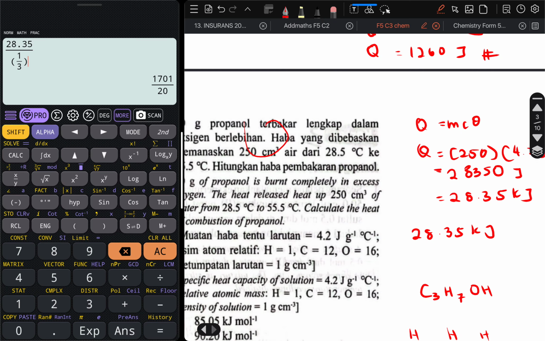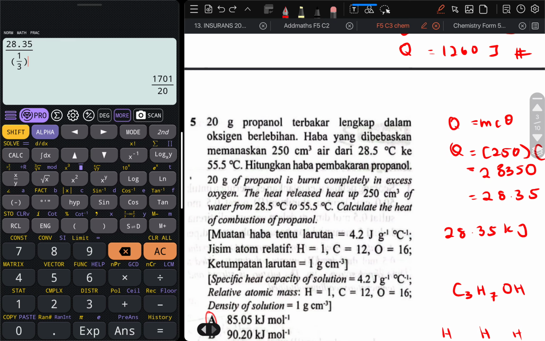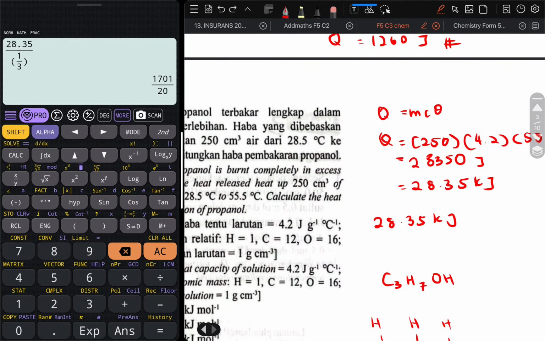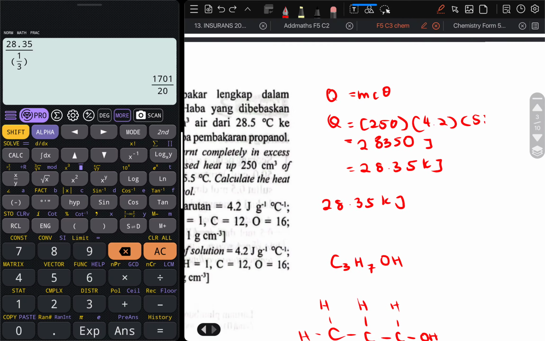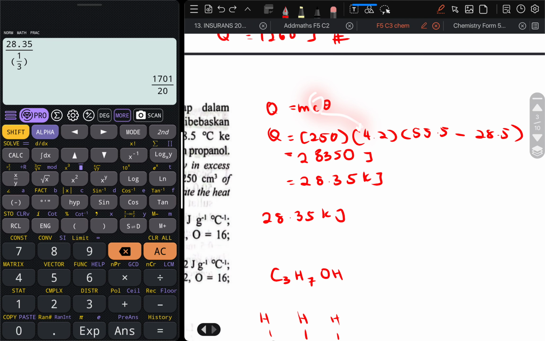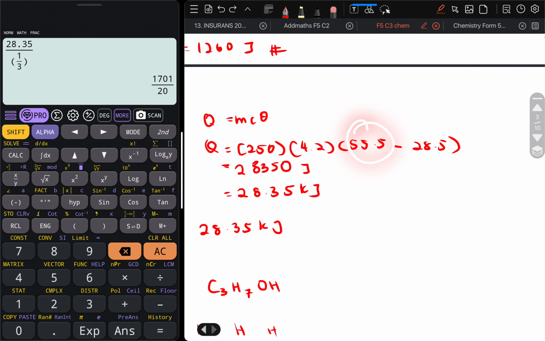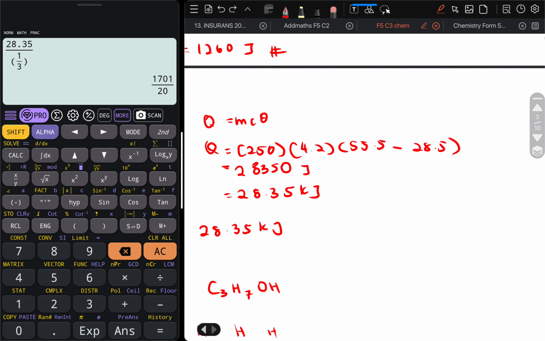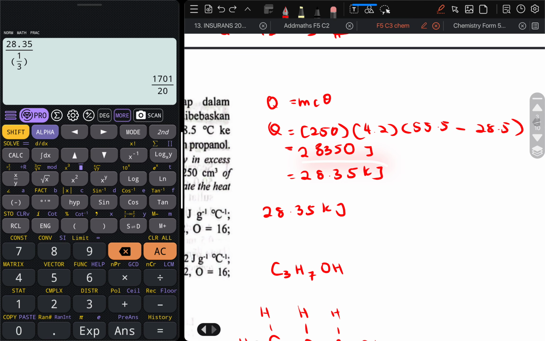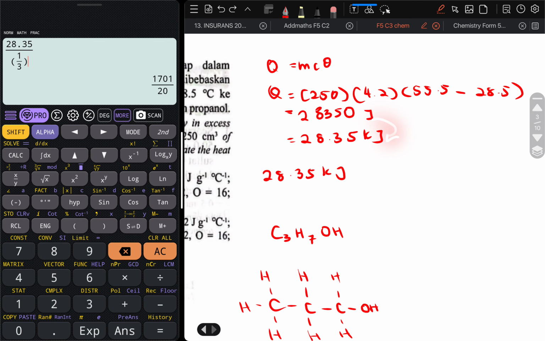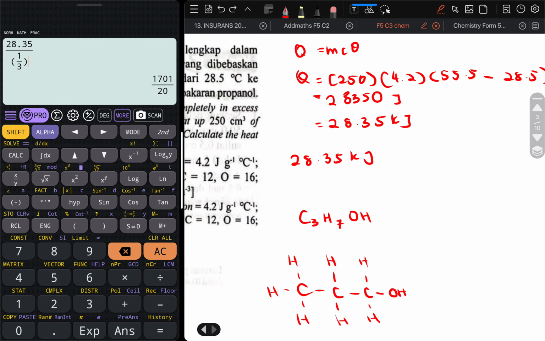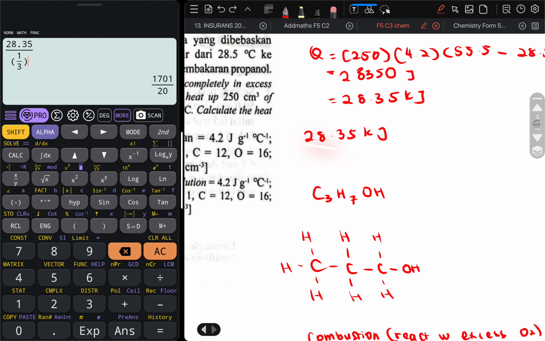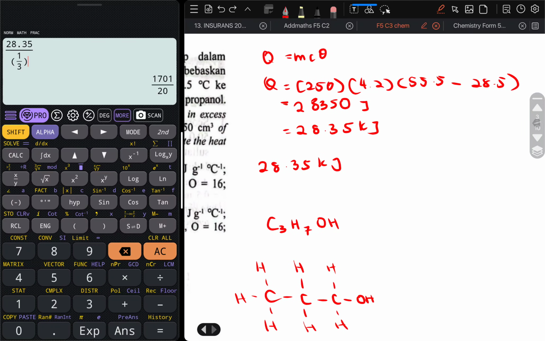So based on the info given, we have this. So remember 1 cm cube is equal to 1 gram. So 250 cm cube would be 250 grams times the constant 4.2 and then the temperature change. So you'll have this 28350 joules. So remember to change into kilojoules lah. So next is we need to construct the chemical equation.